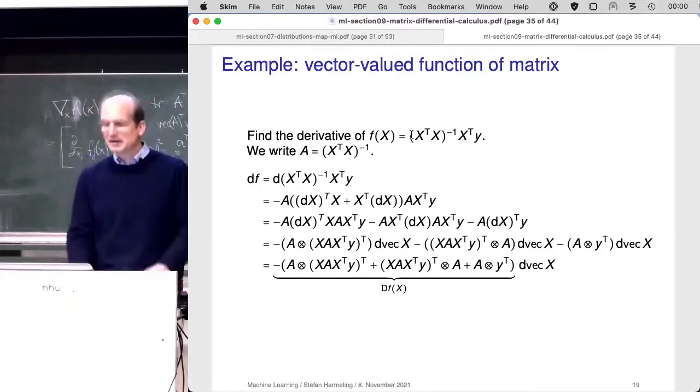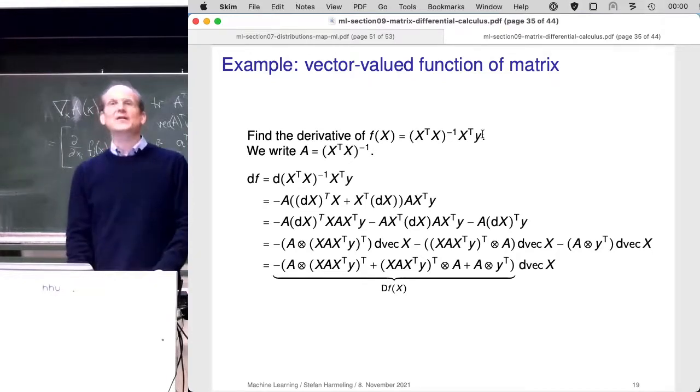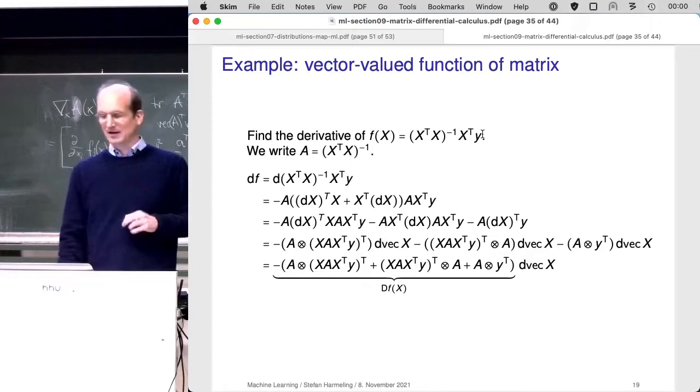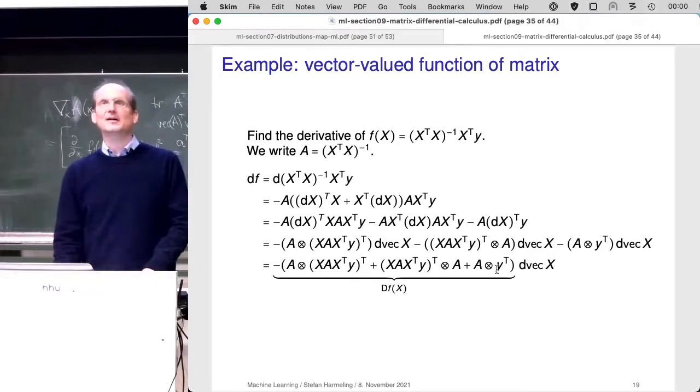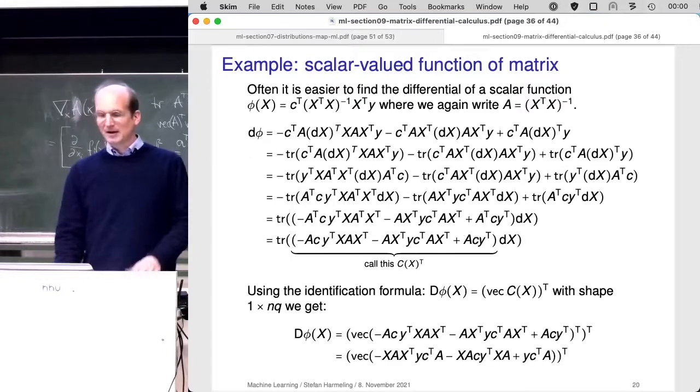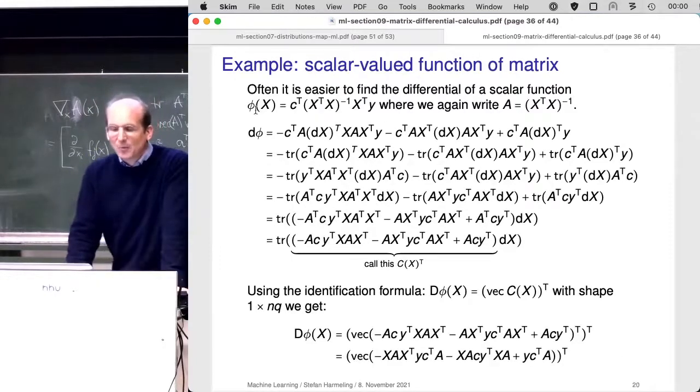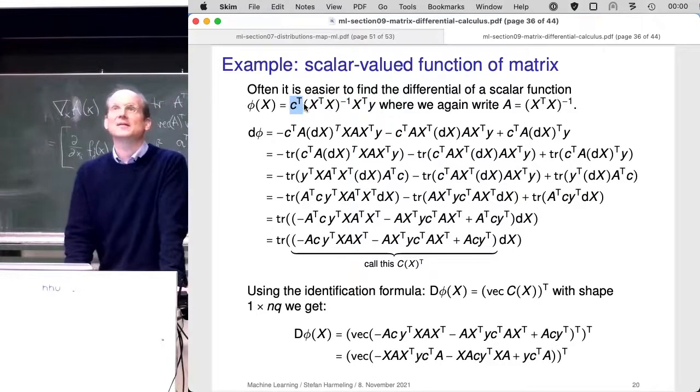Because typically, I'm not interested in a vector-valued function, right? I'm interested in loss functions, which are scalar. So this is the true answer, but it's horrible, right? It's looking so complicated. Often, we are looking at scalar functions. So let's make it a scalar function by multiplying it with a vector from the left-hand side. Now it's a scalar, right? The output of that one is a vector times some constant vector from the other side, okay?